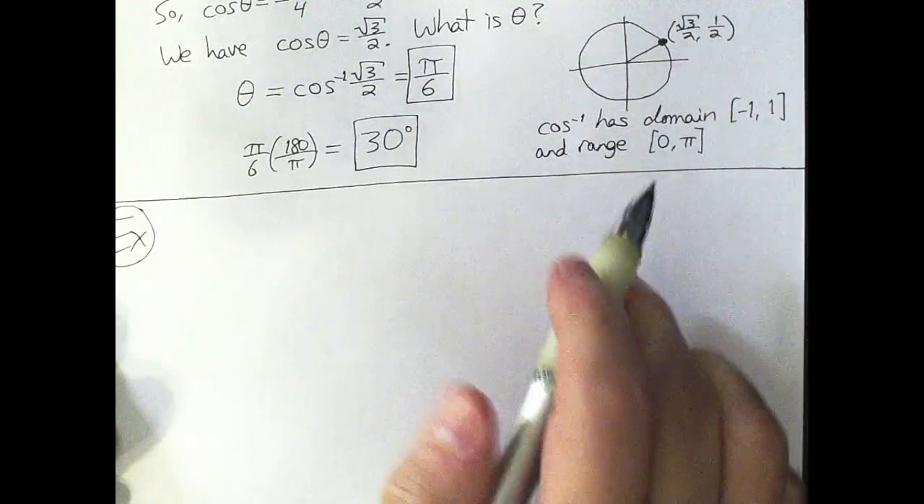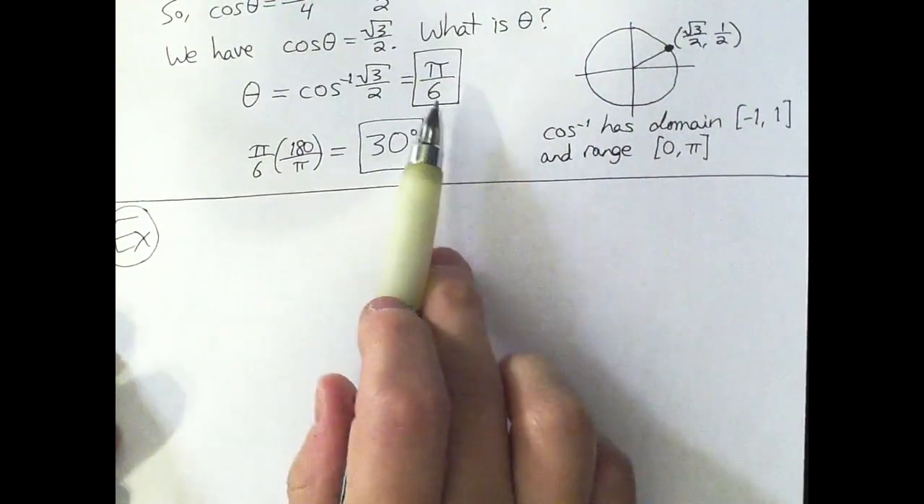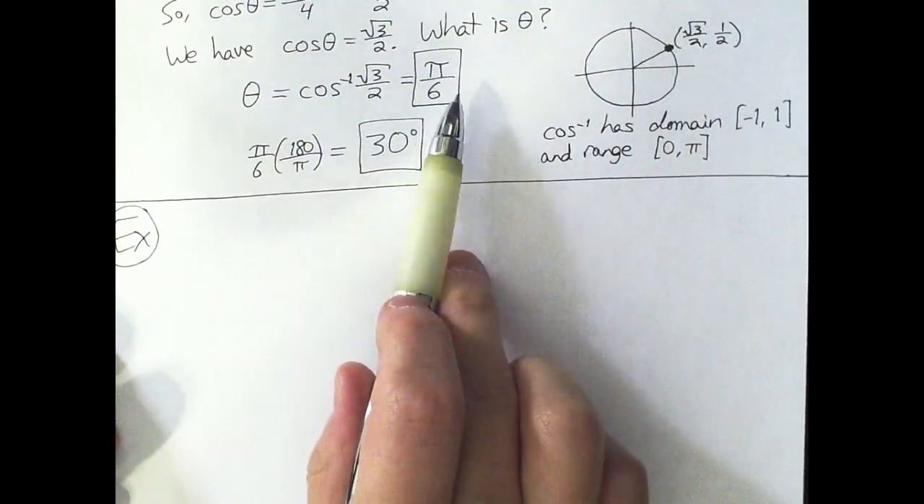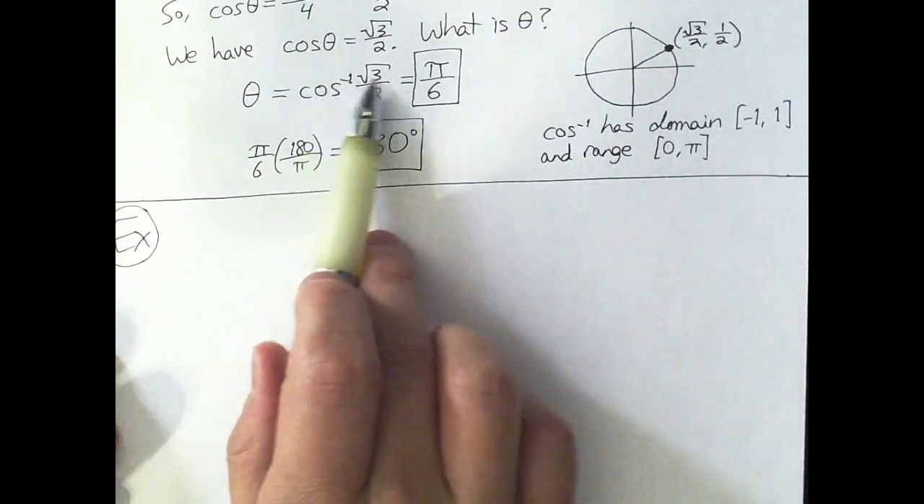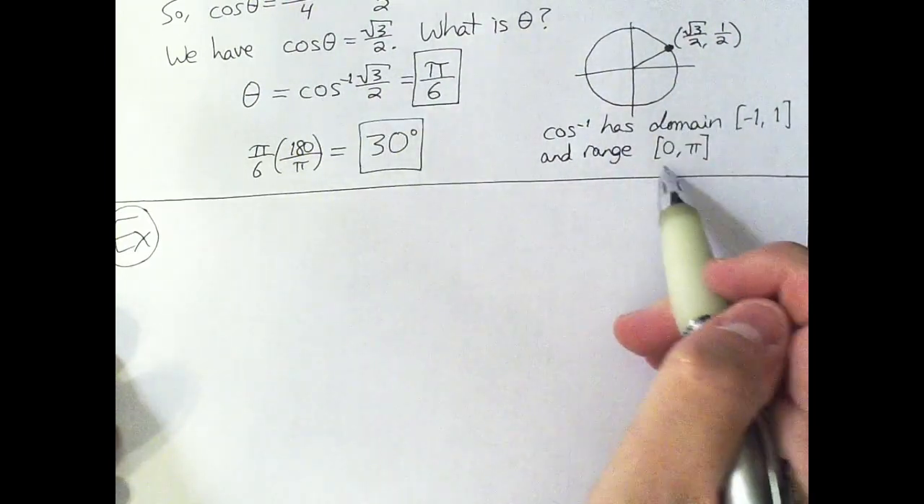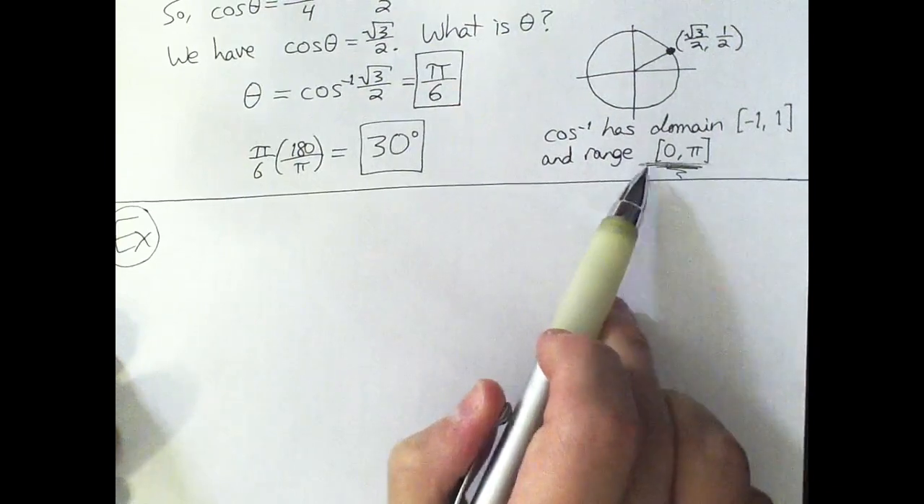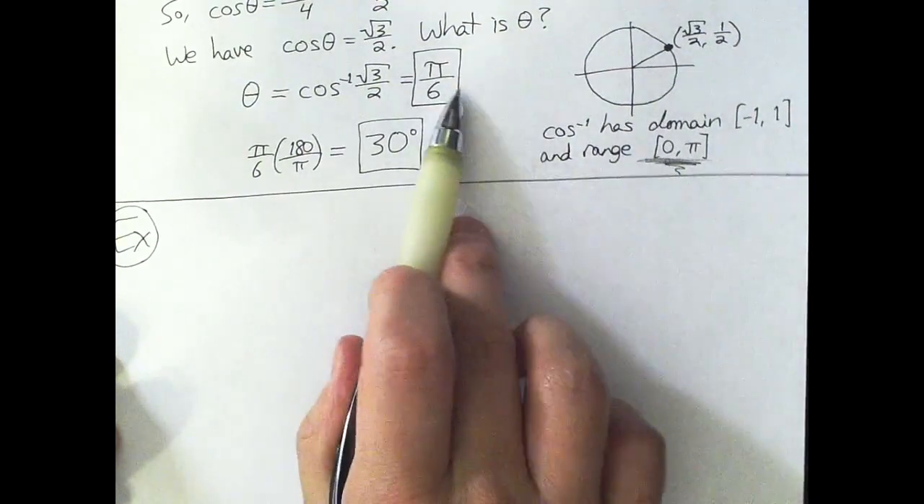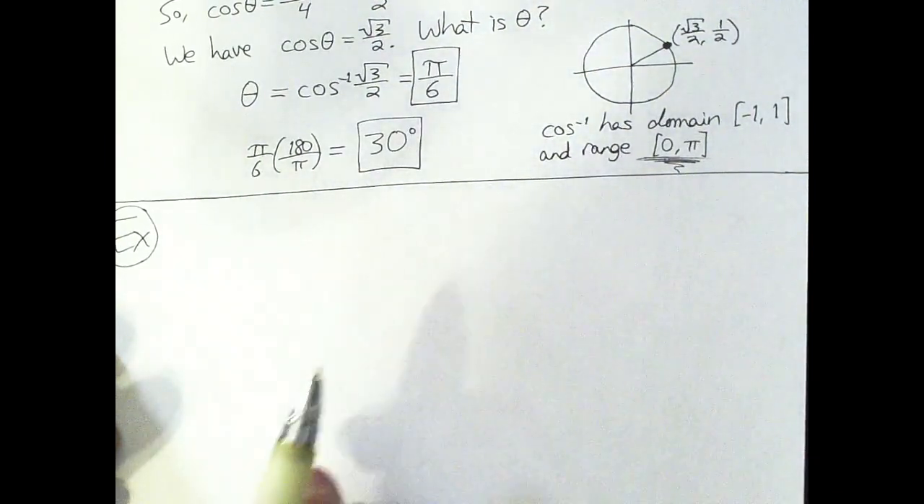I guess my point of that is that that's why we typically find the answer in radians first, because that's what inverse cosine naturally gives us, right? Inverse cosine naturally gives us something that's in radians, and then we do one extra step to find it in degrees.